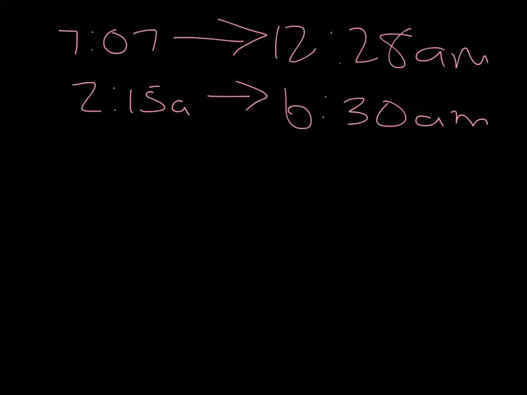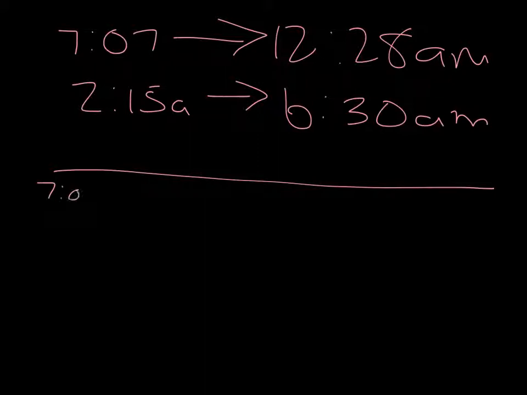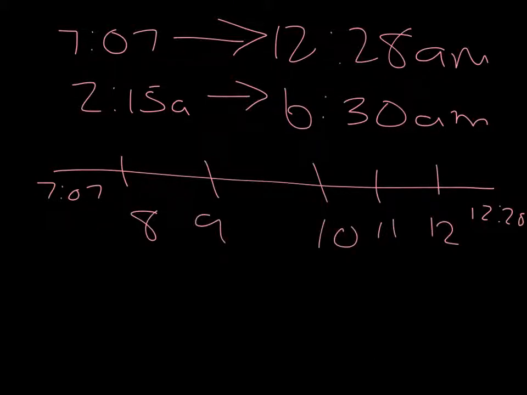Okay? So if we start the 7:07 to 12:28 with the timeline, we draw a long line, we start at 7:07, we make this one 12:28. Now, in between that, we put all of the complete hours. So we have 8 and 9 and 10 and 11 and 12. Now, the next thing I want to do is count up how many complete hours I have. 1, 2, 3, 4. So that's 4 complete hours.